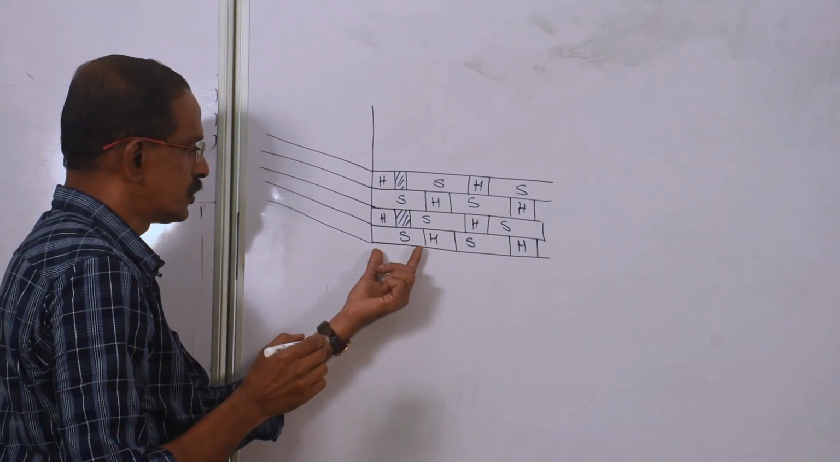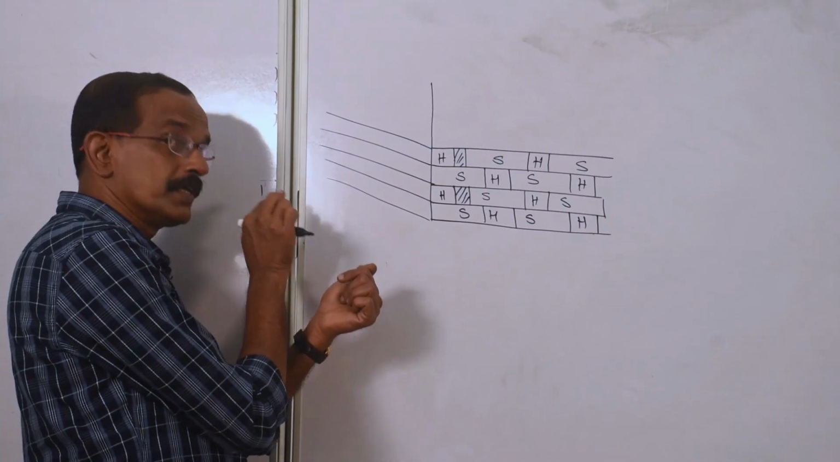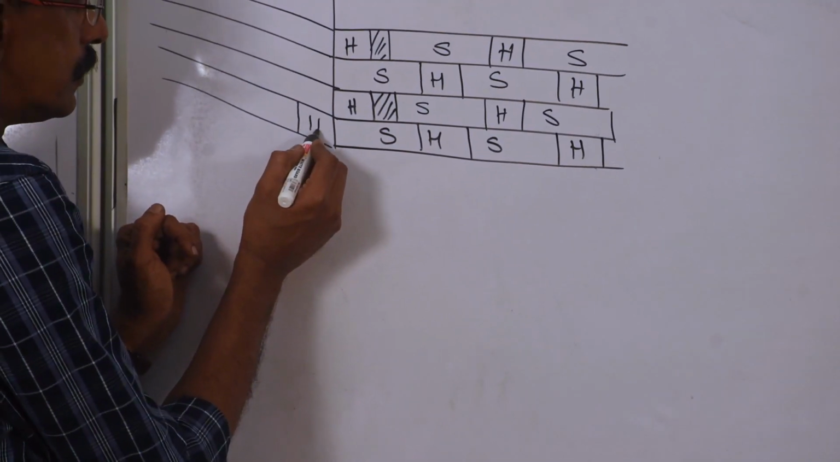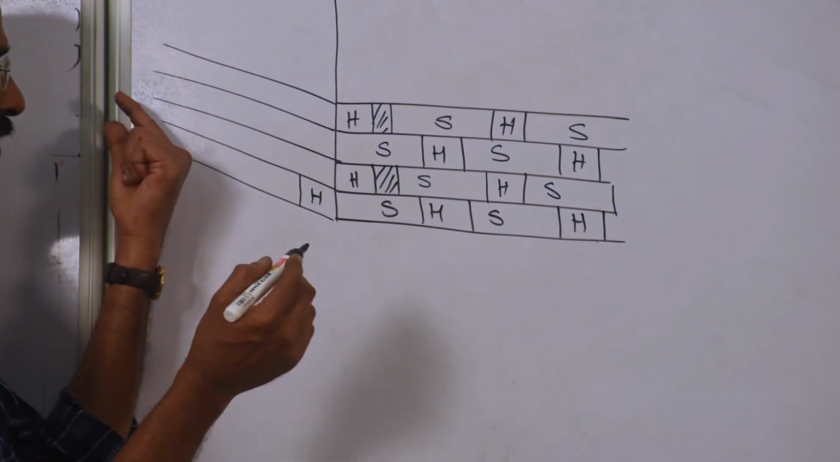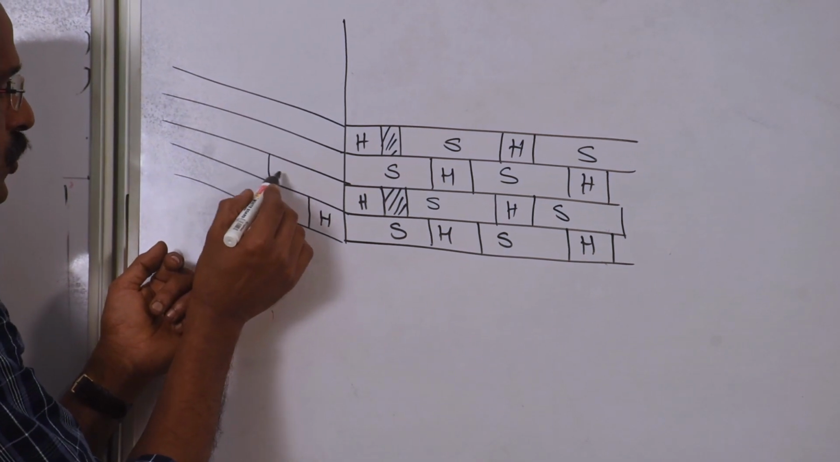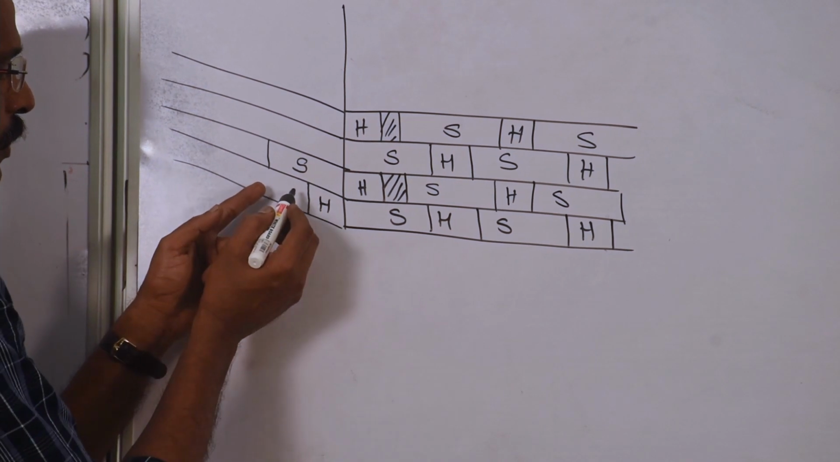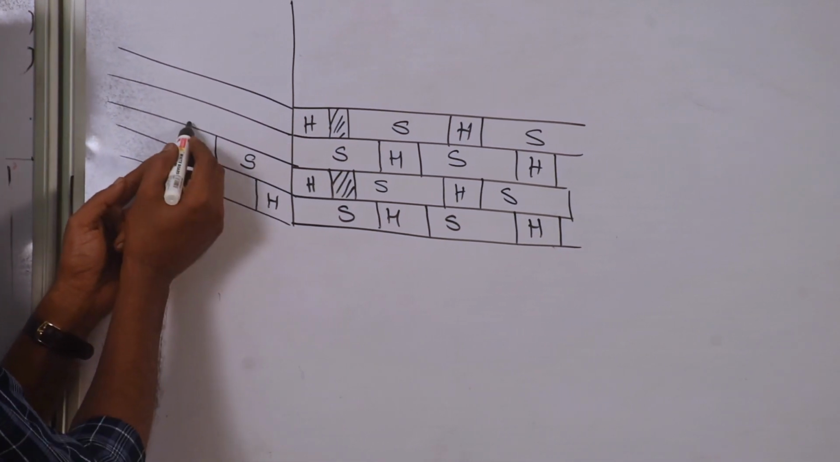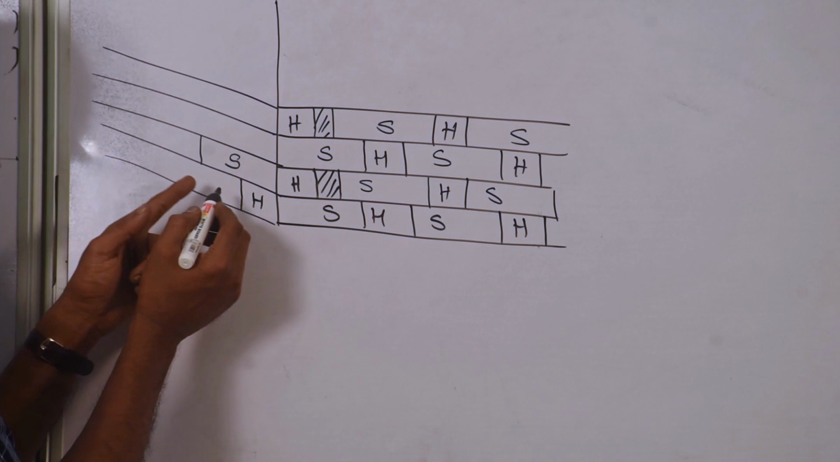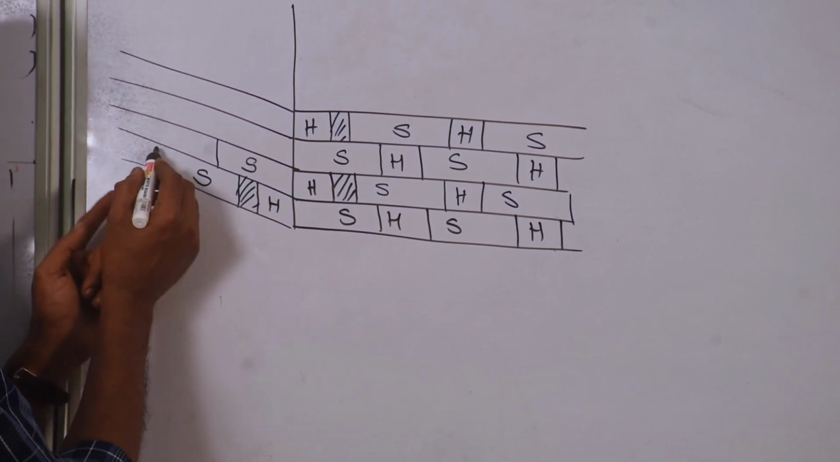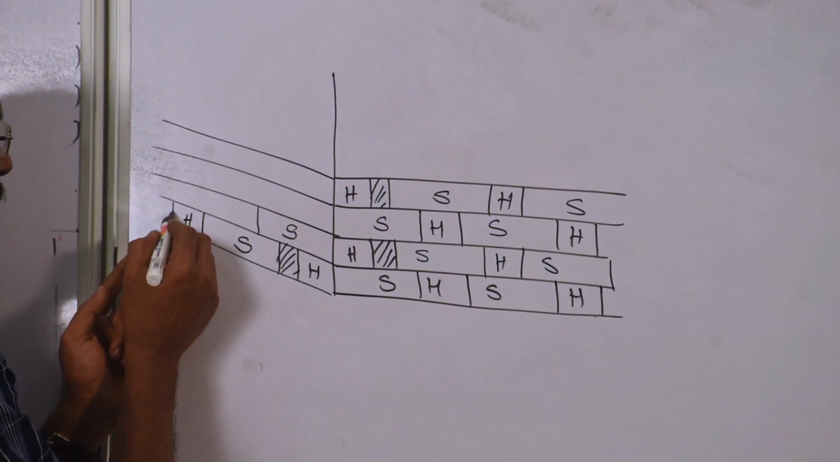Since this is stretcher, if you look from here, which face will be visible? Will be visible header face. Here header, so the side you will be able to see stretcher. Now here you can keep a stretcher over here. If you keep a stretcher, here the joints will come one above the other. So to avoid that, queen closer, then stretcher, then header, and so on.